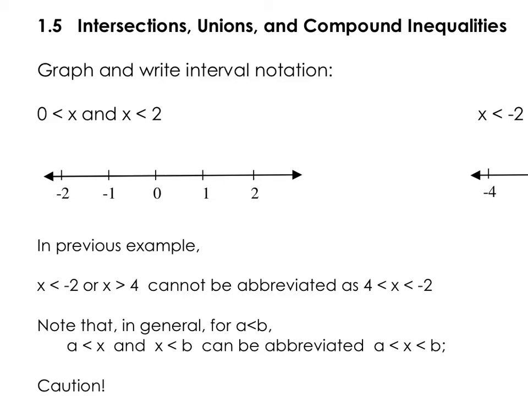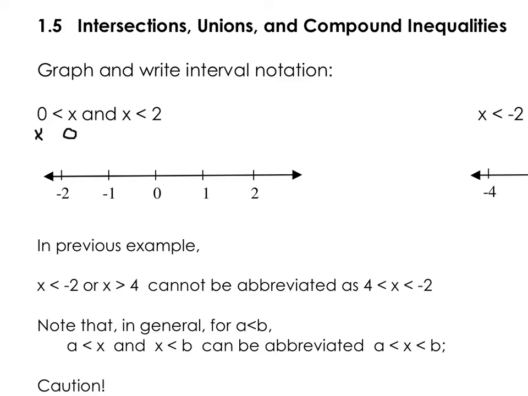Section 1.5, Intersections, Unions, and Compound Inequalities. Graph and write using interval notation. So we're supposed to graph 0 is less than x. I don't like that. I prefer to graph when x is on the left. So I'm going to flip this inequality. I'm going to put the x on the left, the 0 on the right.